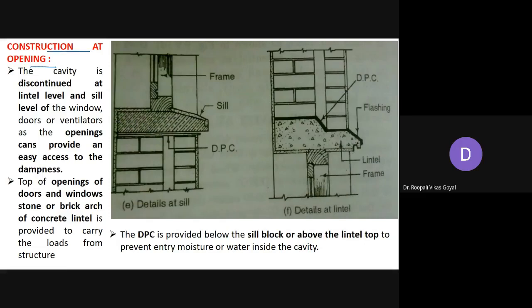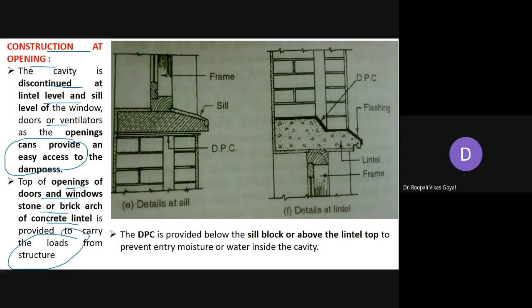So generally at openings, this cavity is discontinued at the lintel level and sill level of the windows, doors and ventilators, as the opening can provide easy access to dampness, because water can easily come, so here you have to discontinue it. Okay. So generally at the openings this cavity may be discontinued, and at the top of the openings of doors and windows, a stone or brick arch or the lintel is generally provided. So wherever you have openings for doors and windows, a stone or brick arch can be provided. Otherwise you can provide the lintel to carry the loads from the structure.